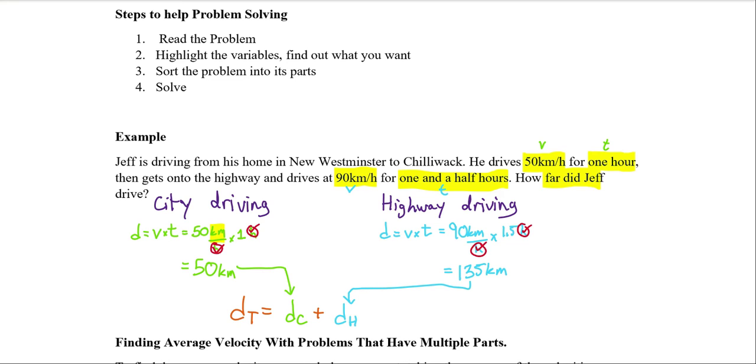It looks like we're going to get 50 plus 135. So the grand total, the total amount that he drove, was 185 kilometers. Jeff drove 185 kilometers. There we go. Now, hopefully you found this to be a very easy introduction to two-part problems. I tried to choose a problem that wasn't too complicated, but as you see, you definitely have to do it in two parts. There's no way to do this with one simple formula.